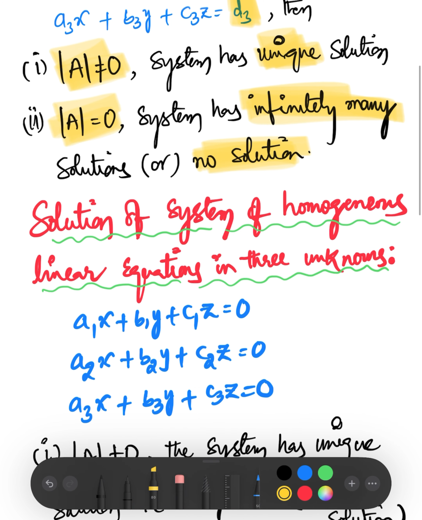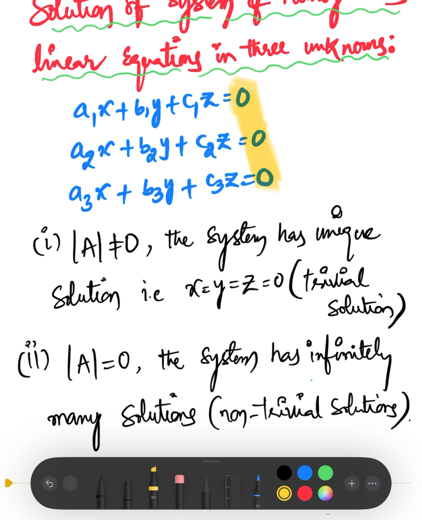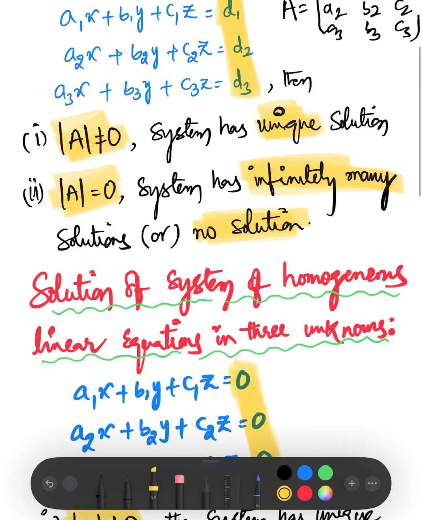Now coming to the second concept, that is homogeneous linear equations. If you observe the homogeneous, all the right hand side values will be zeros. In this case also we have two solutions. One is if a system has a unique solution like x equals y equals z equals 0, which is also called the trivial solution. In this case, that is unique solution, then det A not equal to 0. If it is having infinitely many solutions, we call it a non-trivial solution, then det A equal to 0. Right. These are the two concepts.